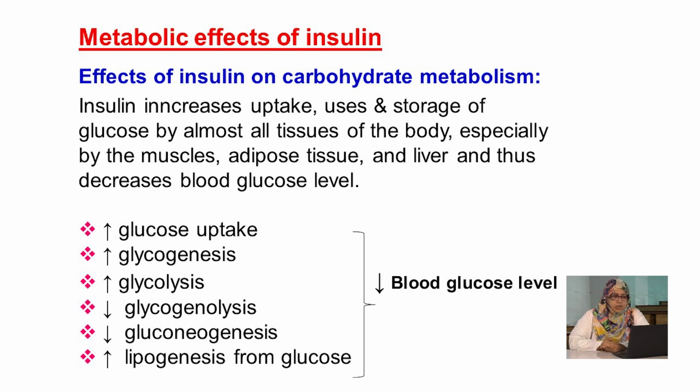Now, we are going to discuss the metabolic effects of insulin. First, the effect on carbohydrate metabolism. Insulin increases uptake, use and storage of glucose by almost all tissues of the body, especially muscle, adipose tissue and liver, and thus decreases blood glucose level by increased glucose uptake, increased glycolysis, decreased glycogenolysis, decreased gluconeogenesis, and increased lipogenesis from glucose. All this together decreases blood glucose level.